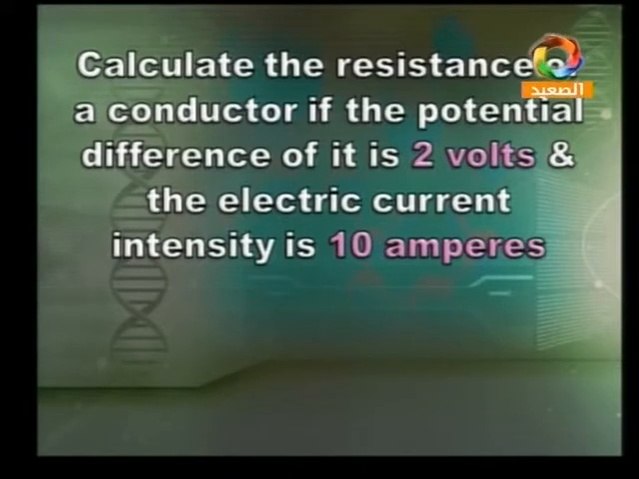Another problem here: calculate the resistance of a conductor if the potential difference of it is 2 volts and the electric current intensity I is 10 amperes. It's a very, very easy one. We have many concepts. We have the resistance, we have 2 volts as the potential difference, and here we have the ampere.